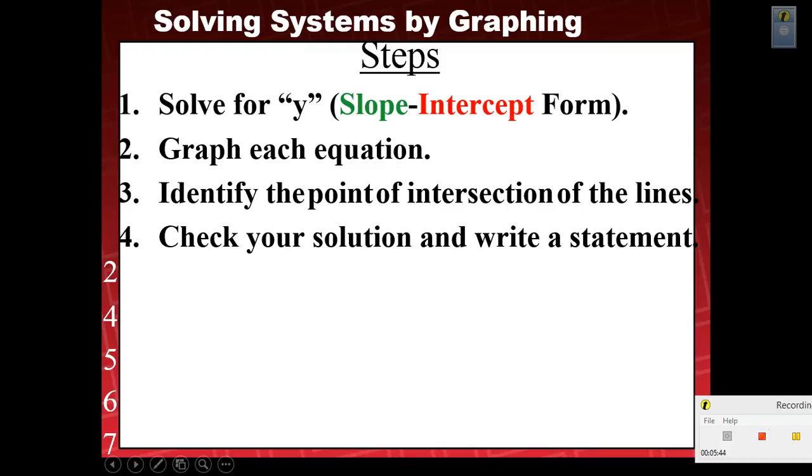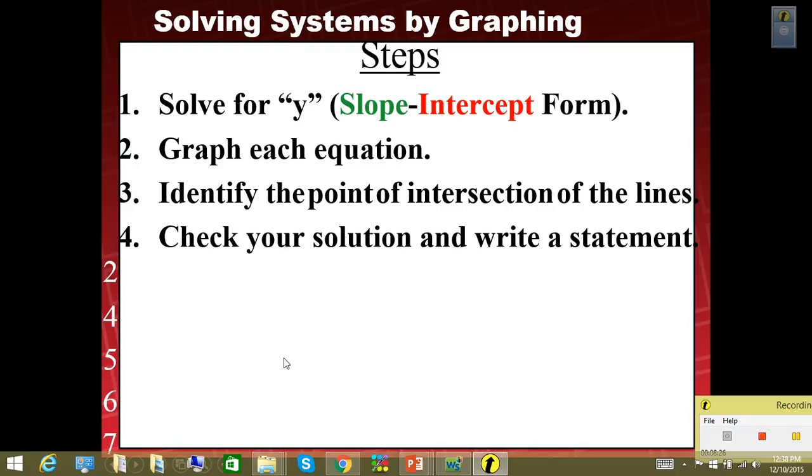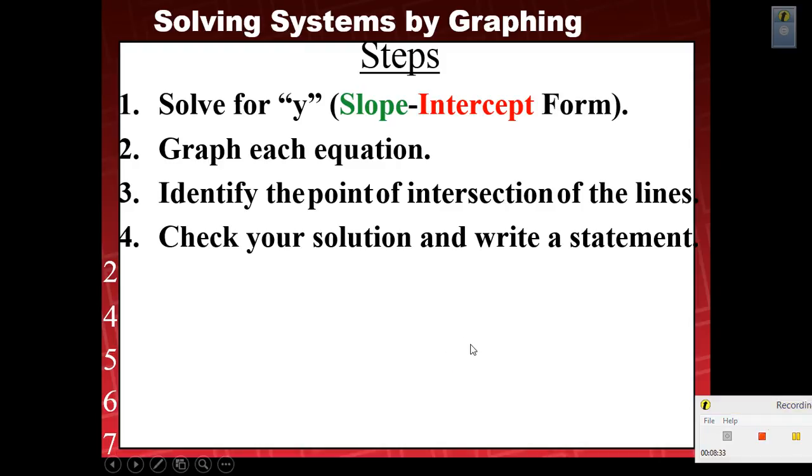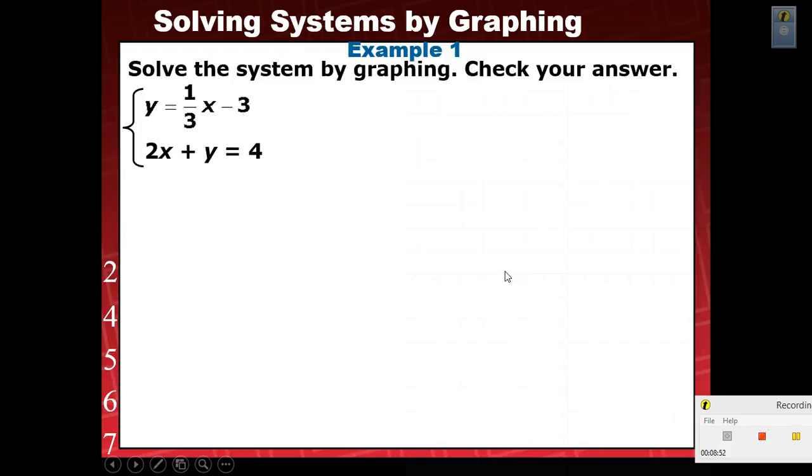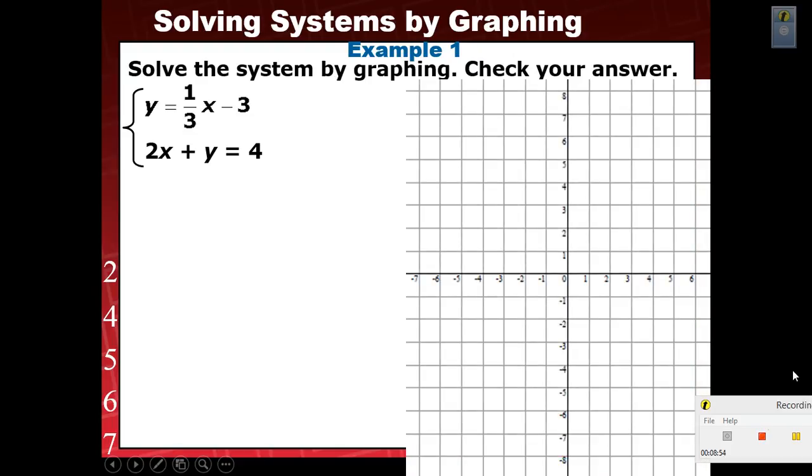Simple? Tell your neighbor the steps without reading. See if you got them. So, we got our 4 steps on the big graph. Get the big graph in front of you, please. On the top left, copy this example, please. Example 1, it says, write the instructions. On the top left corner of your big graph, it says, example 1, solve the system by graphing and check your answer. System given is y equals 1/3 x minus 3, and the second equation is 2x plus y equals 4. Copy that, and then we'll do this one together.